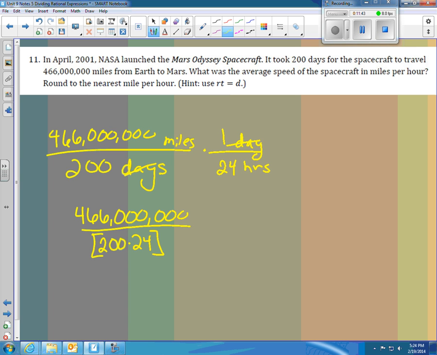Ooh, it says round to the nearest mile per hour. So round to the nearest mile when you do this one. Did you do it yet? I'll give you a few more seconds. All right, 97,083 miles per hour.